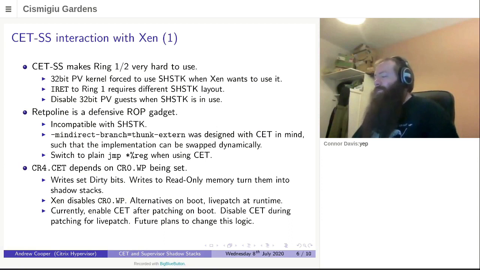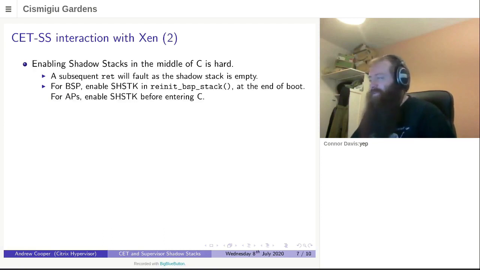For now, what happens when CET is enabled on boot, we enable it after we've done all the modifications we want. For live patch, we disable it during the live patching aspect of it. And I've got some plans in the future to make this slightly less gross and hacky than it currently is.